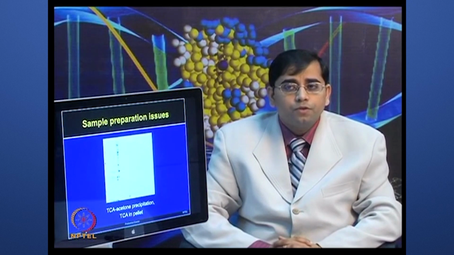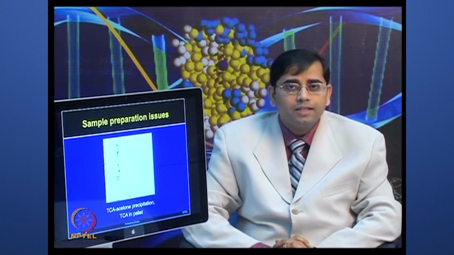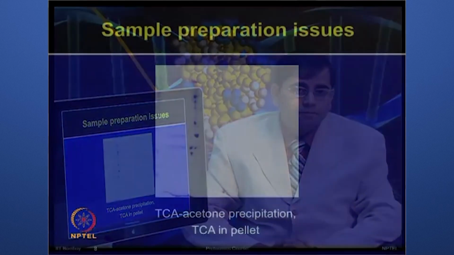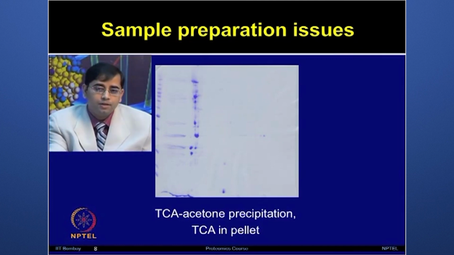I am showing you a few problematic gels, how even small mistakes or some issues inherent to your biological samples can give rise to very bad 2D gels. For example, I am showing you a few sample preparation issues. In this gel, as you can see, the TCA acetone precipitation method was followed, but there was not good washing performed. So, TCA still remained in the pellet and one can obtain the pattern as shown in this gel.